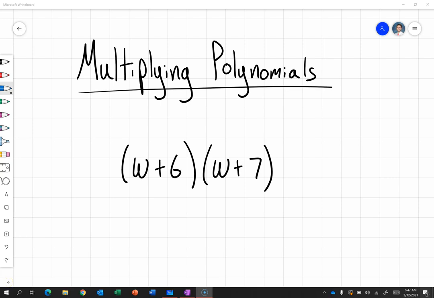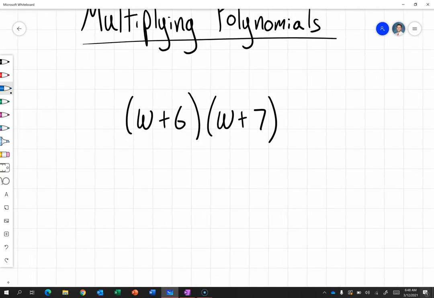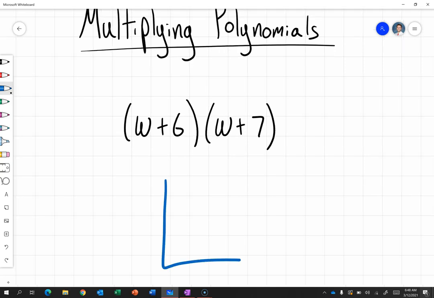All right, let's review multiplying polynomials. So you'll remember we talked about two different methods: the FOIL method and also using an area model. I'm going to go ahead and stick with using an area model. I think it's just the most consistent way to do this and the easiest way to see each product as we multiply. So let's go ahead and set up our area model for w plus 6 times w plus 7.